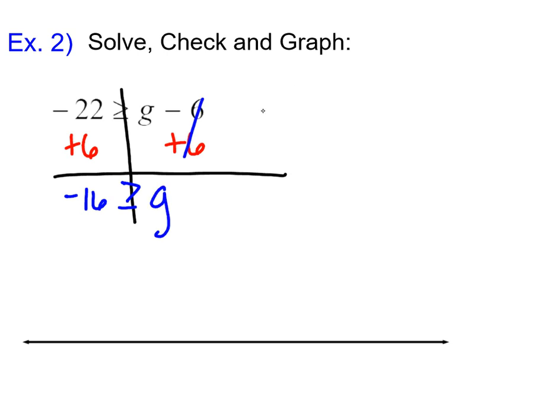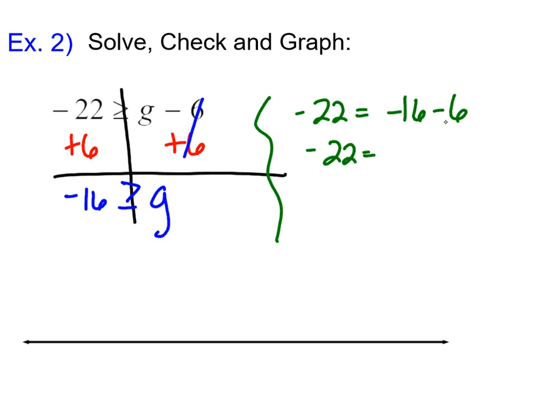We're going to check our solution. Negative 22 is equal to negative 16 minus 6. Following order of operations, negative 16 minus 6 is equal to negative 22. That checks out, so this inequality is what we want.